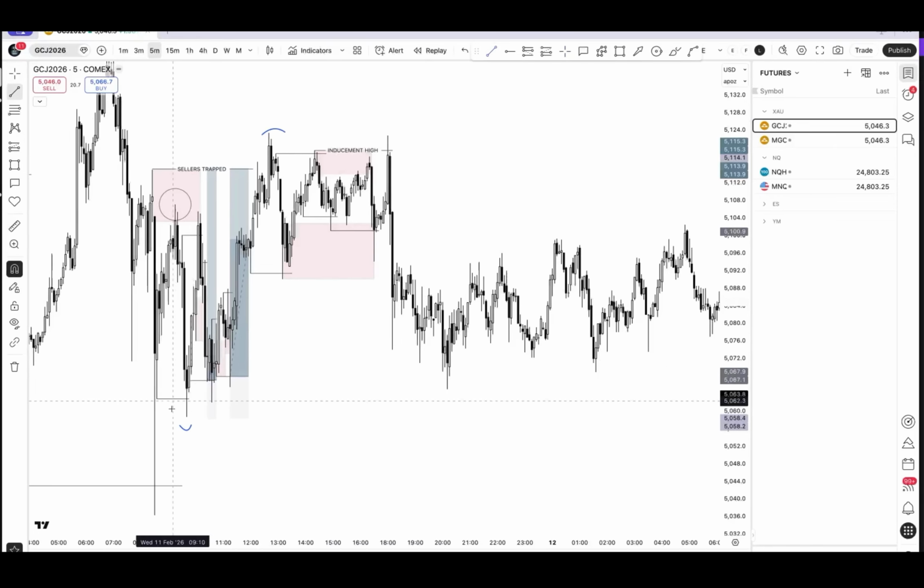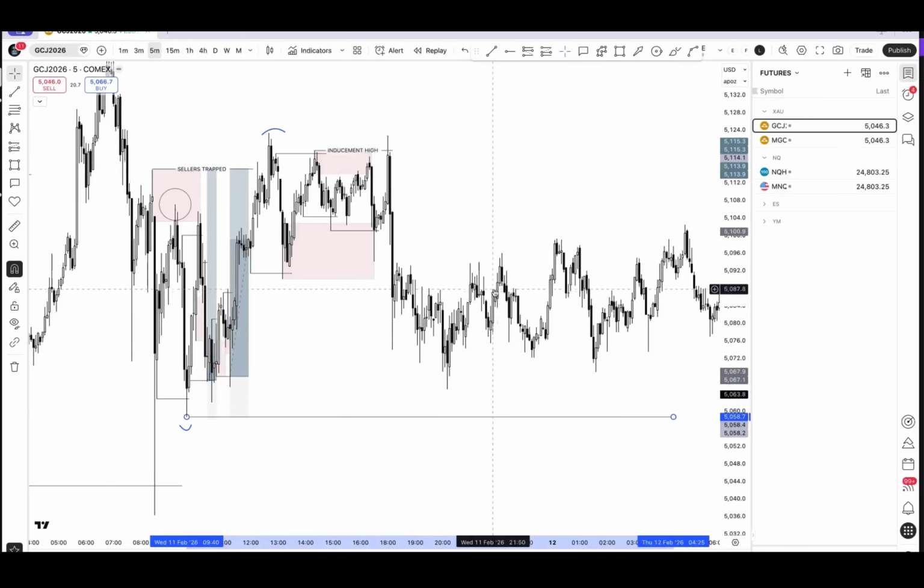So now I'll drag a line across, because we started to trade into these lows. And what did we do? We started to induce buyers. I can't draw a line for nothing, guys. I'm sorry.